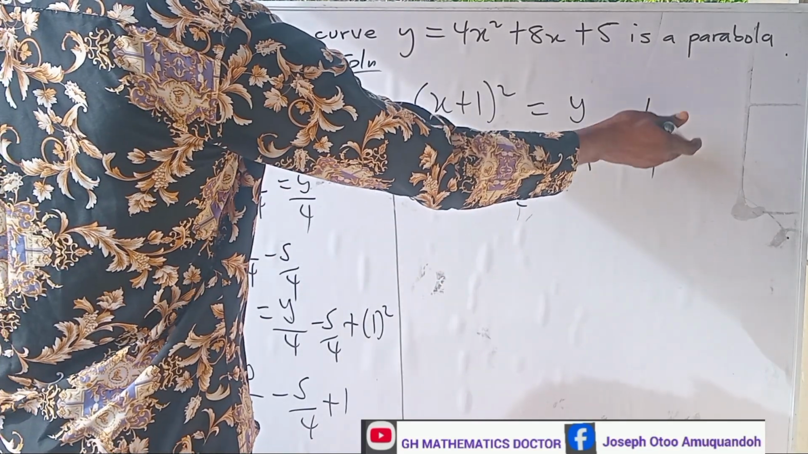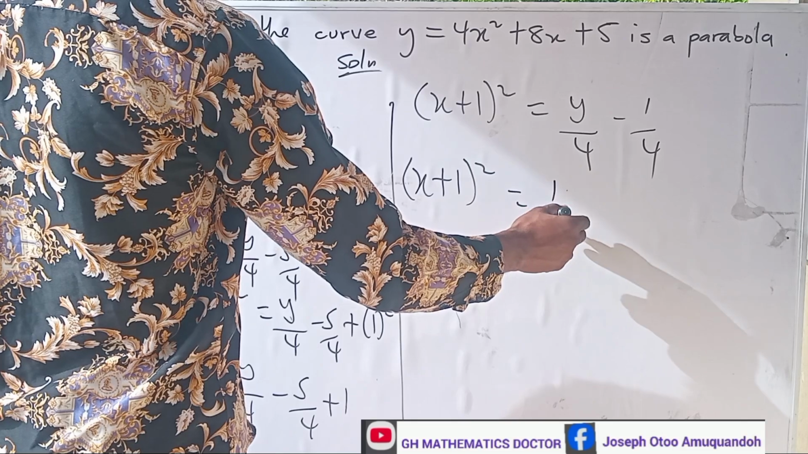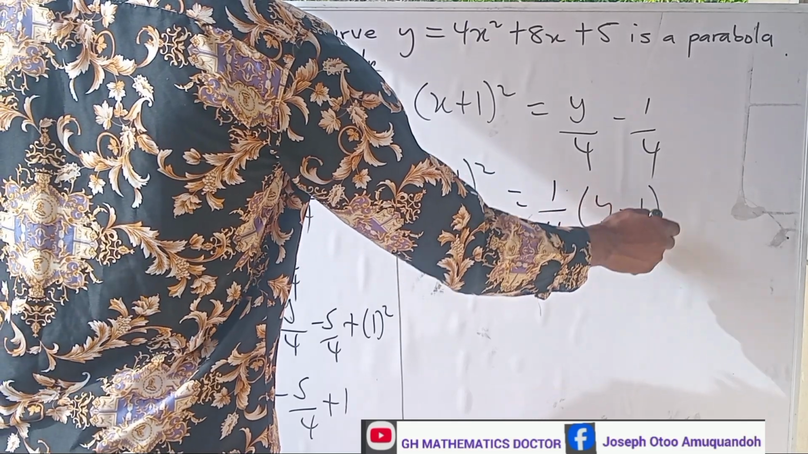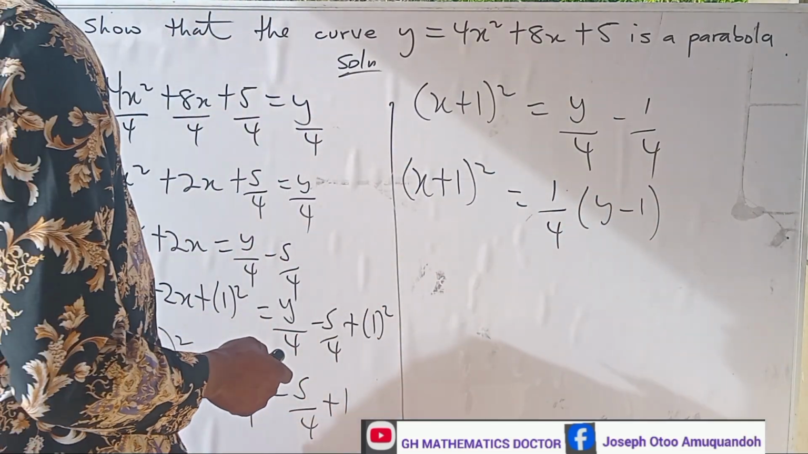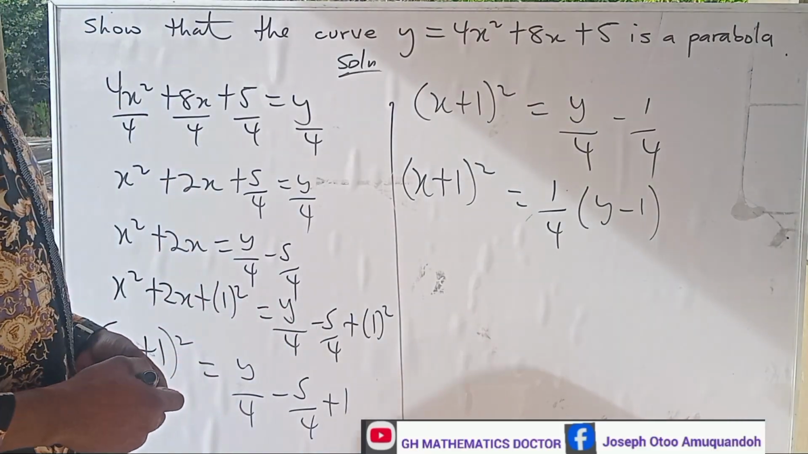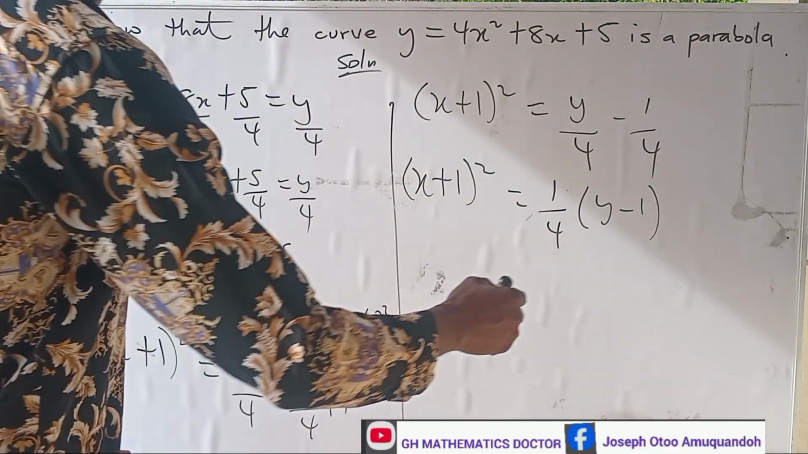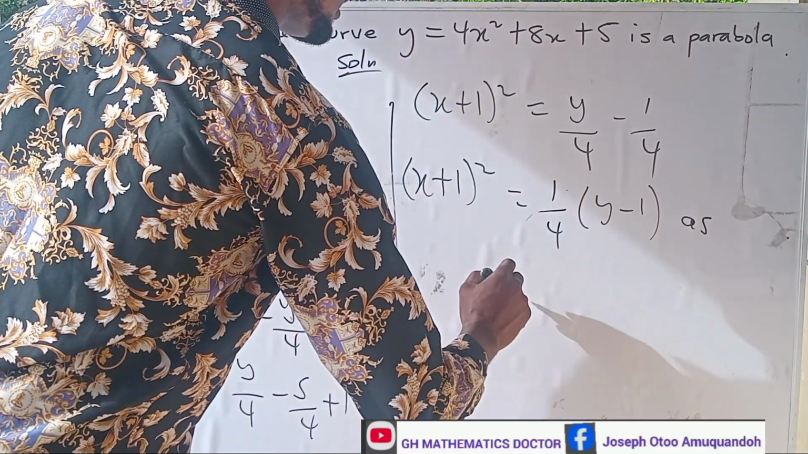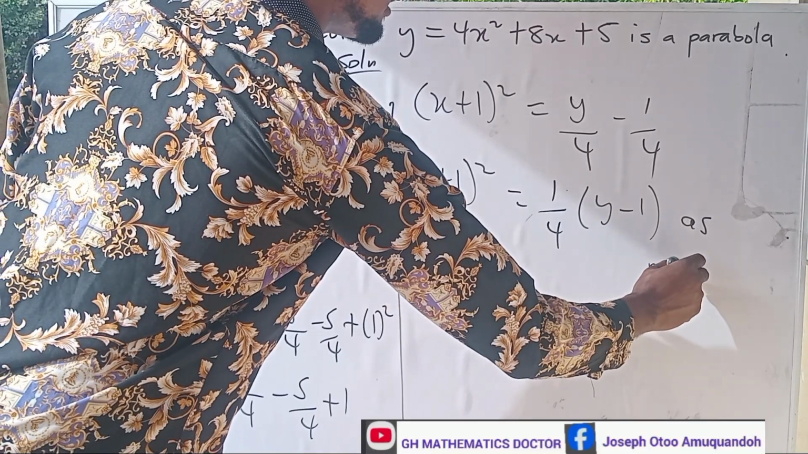This will give us, factoring this out, 1 over 4 out, y minus 1. And this gives you an orientation of a parabola. So you end this as required.